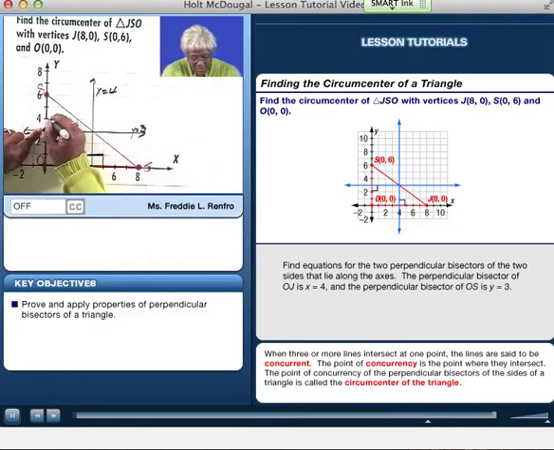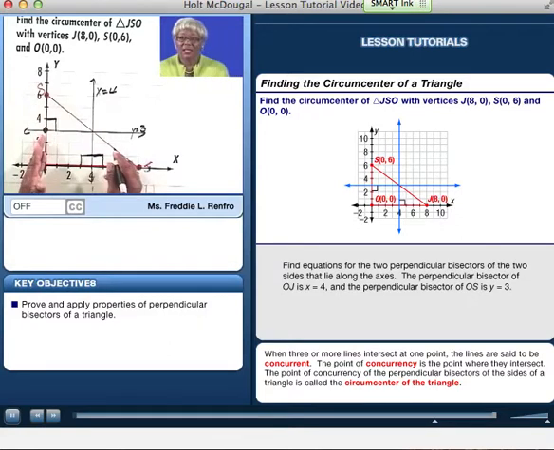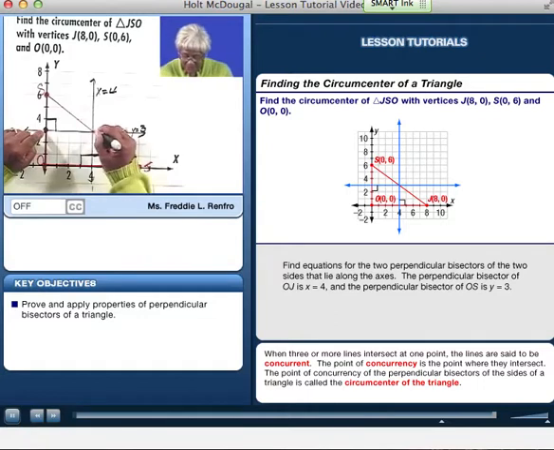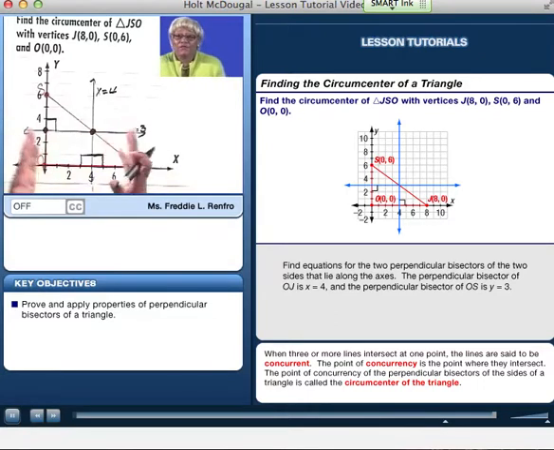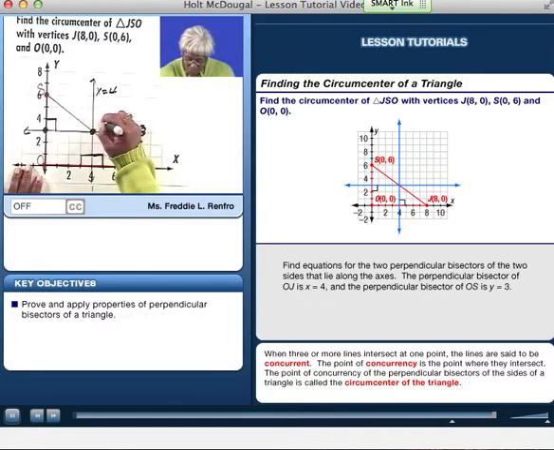Notice I have a perpendicular bisector here. I have one here. For this line, perpendicular bisector. For this line, where do they meet? Well, if I have two of them, I know that the third one is going to meet there too. What is this point called? Well, the coordinates of this point are (4, 3).